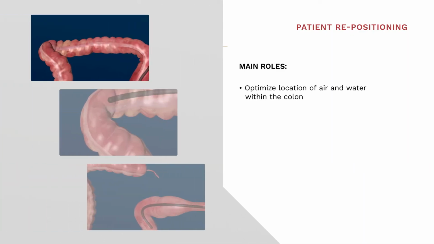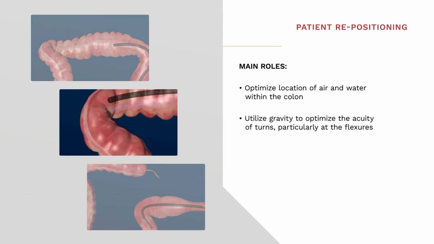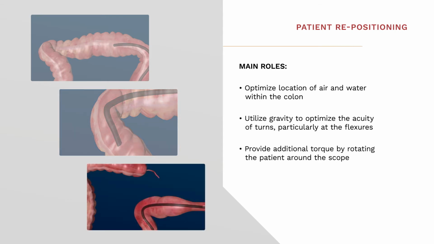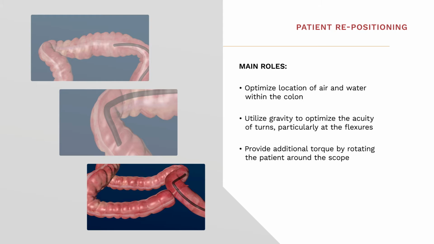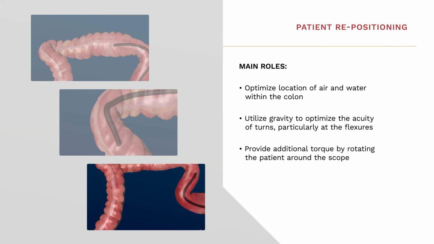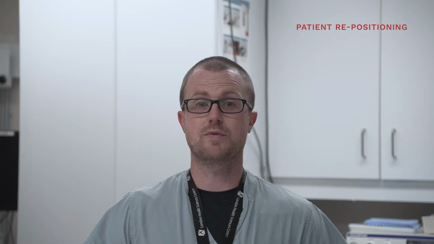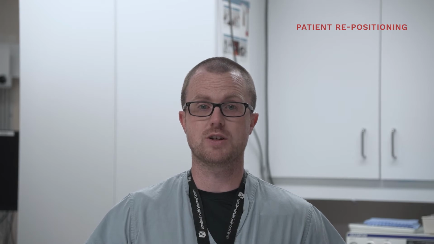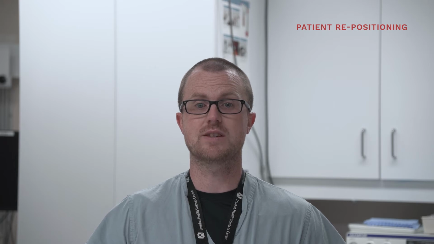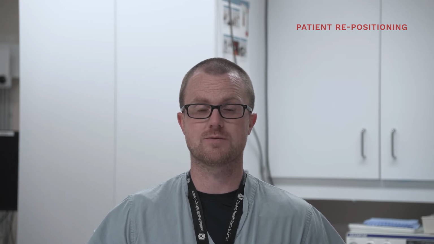Changing the position of the patient has three main roles. First, it can be used to optimize the location of air and water within the lumen of the colon. Second, it can utilize gravity to optimize the acuity of turns, particularly at the flexures. Finally, it can provide additional torque to the scope by rotating the patient around the axis of the shaft of the colonoscope. We will hopefully show how these changes in patient positioning can be utilized for scope advancement to avoid loops and arrive in the cecum with a nice short scope position.